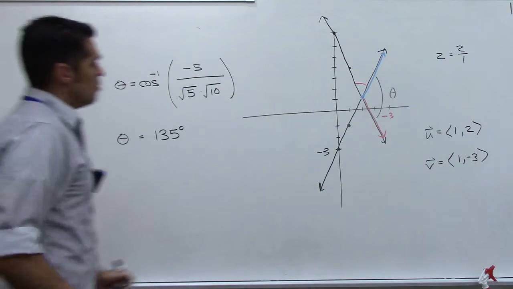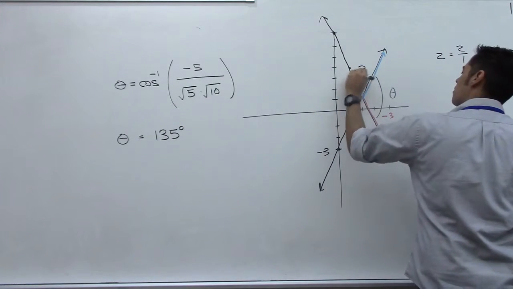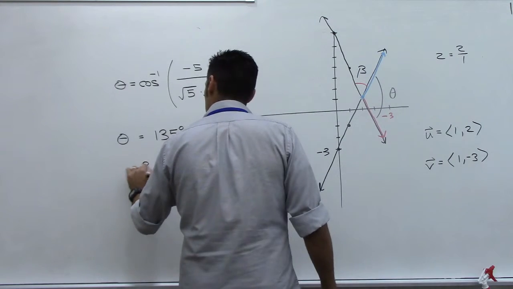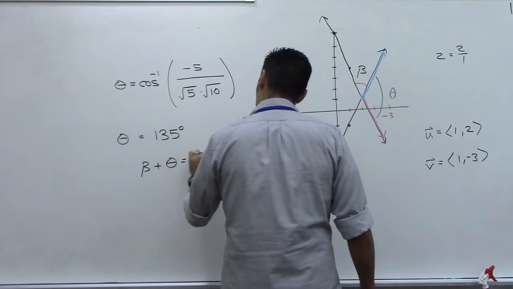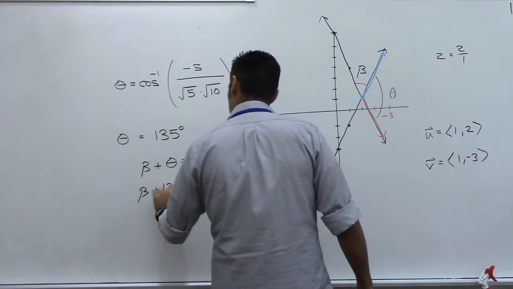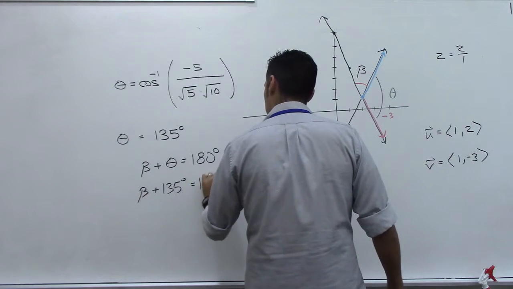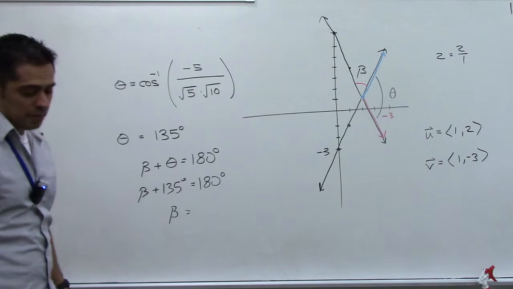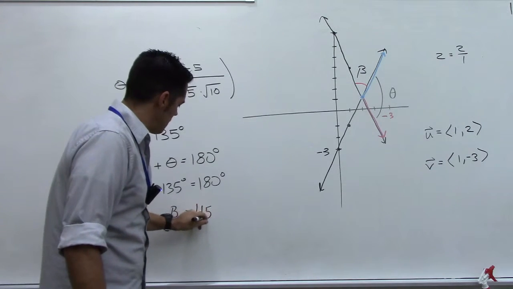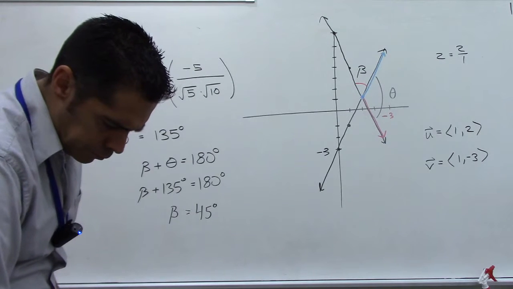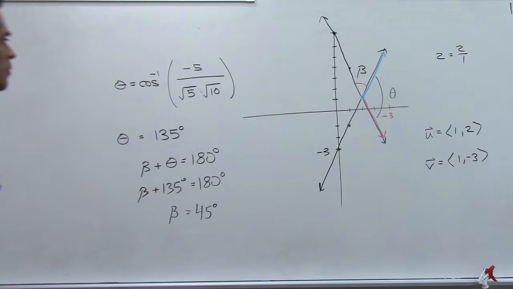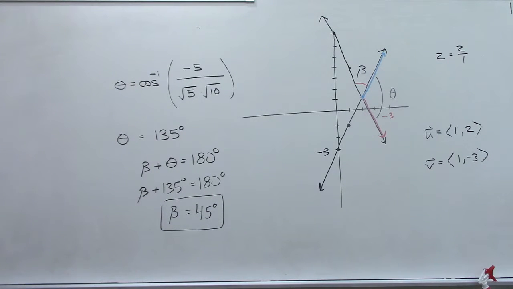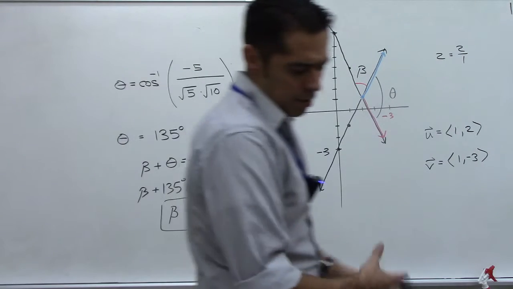But that's theta. We want this one, beta. We know that beta plus theta is 180. That means beta plus 135 is 180, so beta is 45 degrees. So that's the acute angle, the smallest angle between those two lines. Now 26 works pretty much the same way.